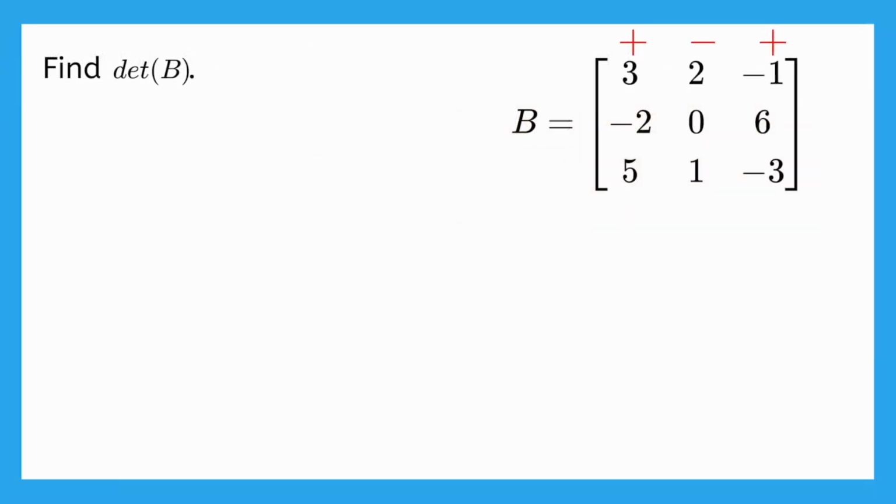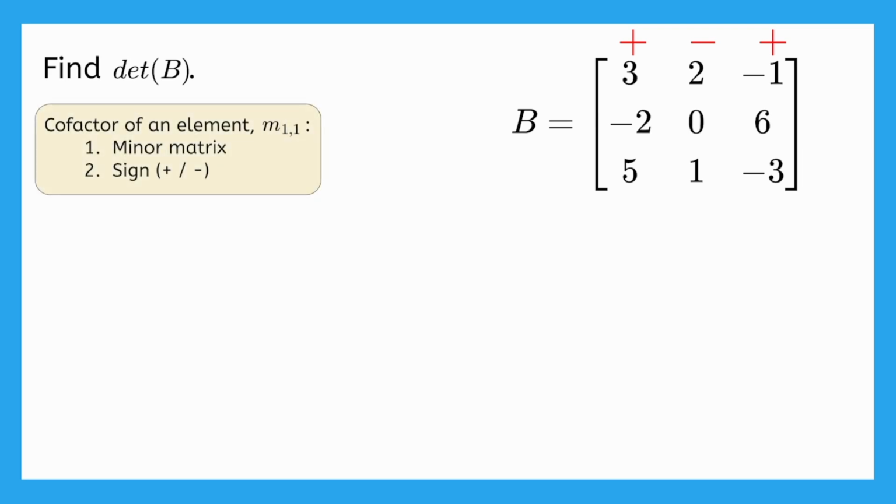If you feel ready to try this on your own, pause the video and find the determinant of B. If you'd like to follow along with me, just keep watching. The first thing I'll do is find each of my cofactors for the elements in row 1. Again, this process will work for any row or column.